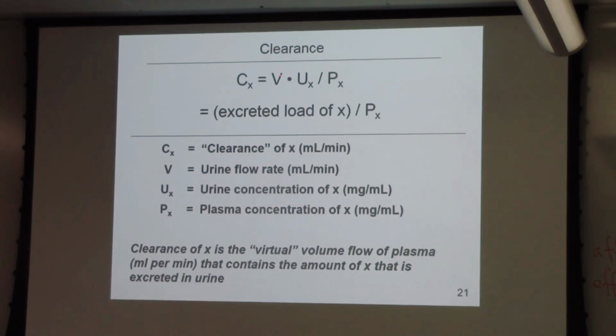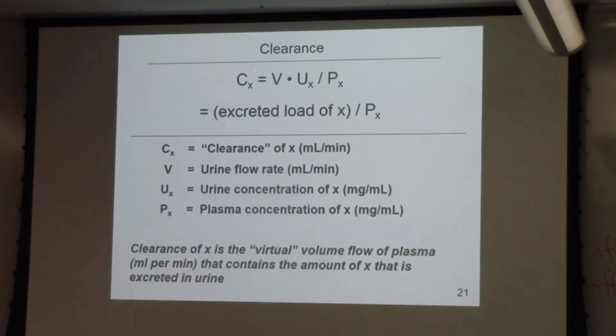So let's look at the units. This is mLs per minute. This is, let's just say, mgs per mL, in order to get an excreted load in milligrams per minute. And this is mgs per mL, if it's in the same units. So these two cancel out. And the units of clearance is a flow term, mLs per minute. Does that make sense just looking at this? We take mLs per minute times a unitless ratio, and it's still mLs per minute. Clearance is a flow term.